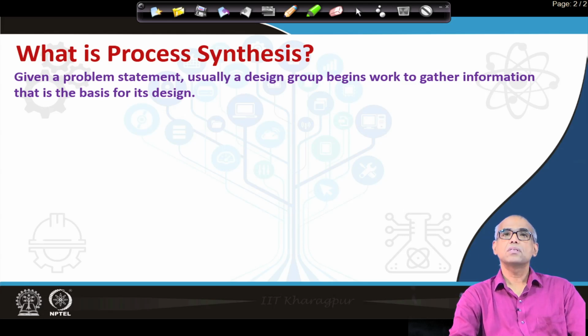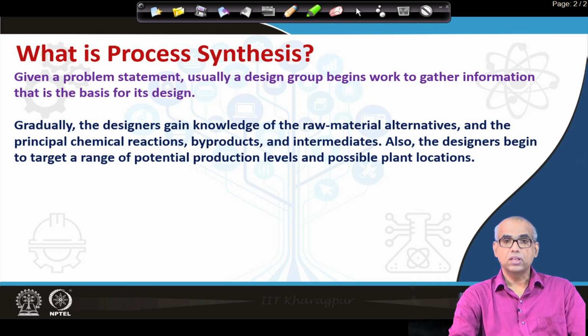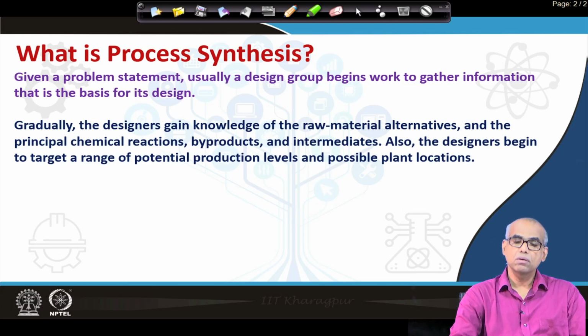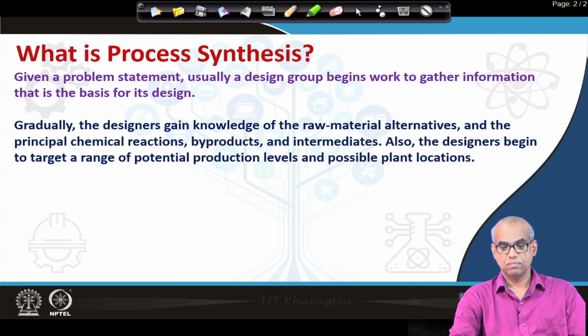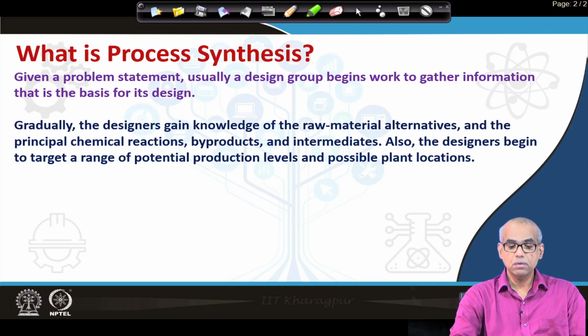Now, let us first try to understand in a bit more detail what exactly process synthesis is. Given a problem statement, usually a design group begins work to gather information that is the basis of its design. Gradually, the designers gain knowledge of the raw material alternatives and the principal chemical reactions, byproducts and intermediates. Also, the designers begin to target a range of potential production levels and possible plant locations.